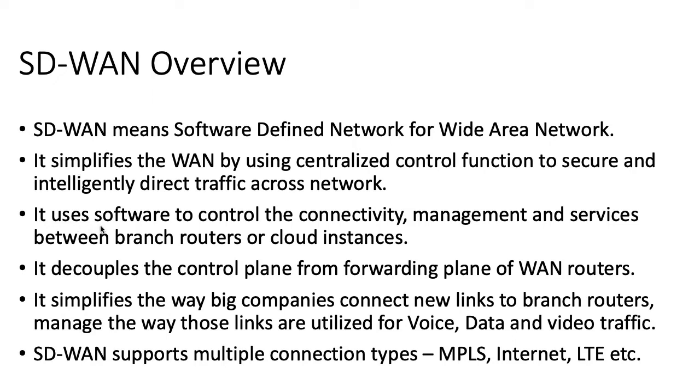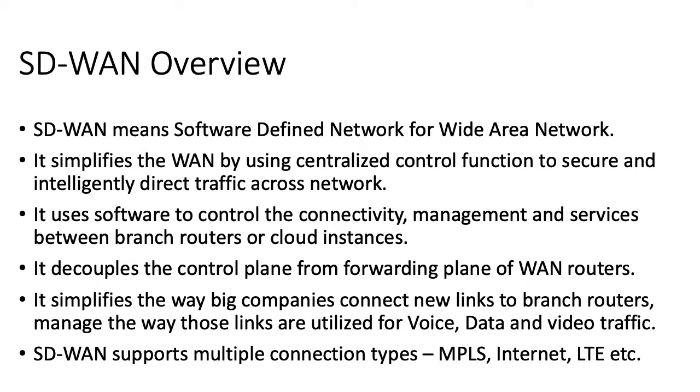So third point, it uses software to control the connectivity, management and services across branch routers and cloud instances. See, routers can be physical or cloud instances. So software will be used to manage the connectivity between these routers. Actually what this SD-WAN does, it forms an overlay tunnel between the routers. Only then the connectivity and management will happen from a single place. Centralized means only the control plane will be centralized. I'll talk about it in a while.